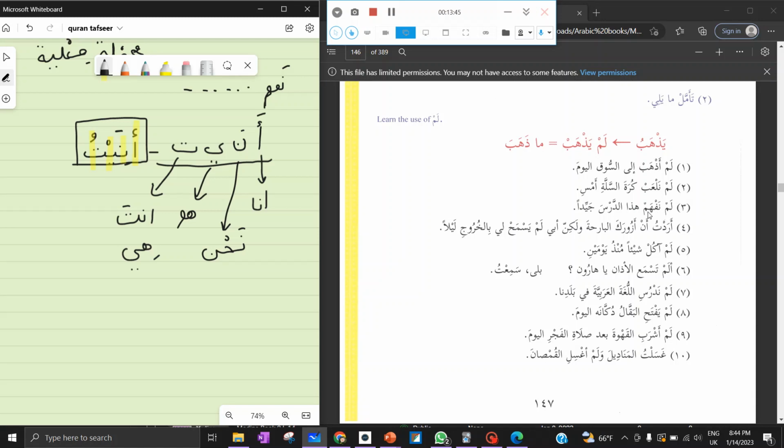Lam nafham. Now this nafham means we did not understand. For your information, adhab comes from the verb dhahaba. Dhahaba as it's the past tense. Then nal'ab comes from la'iba. It is to play.